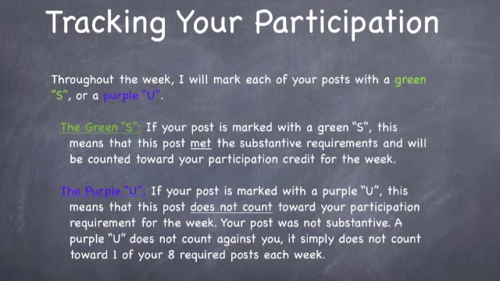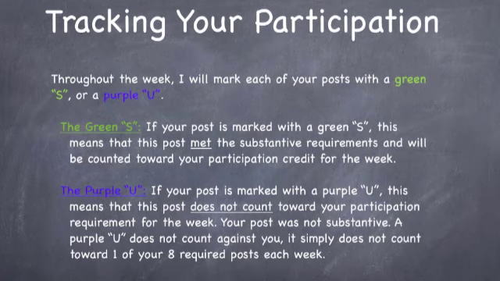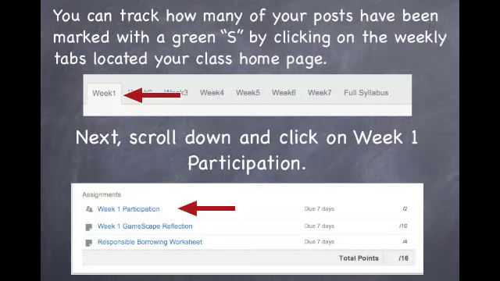A purple U does not count against you. It simply does not count toward your 1 of 8 required posts each week. As you review your posts, if you have 8 green S's over 3 different days, you've met the participation requirement for the week. You can track how many of your posts have been marked with a green S by clicking on the weekly tabs located on your class homepage.